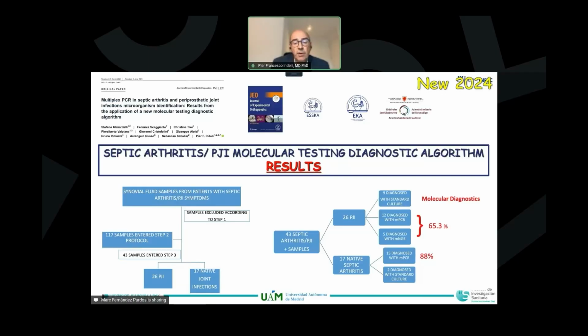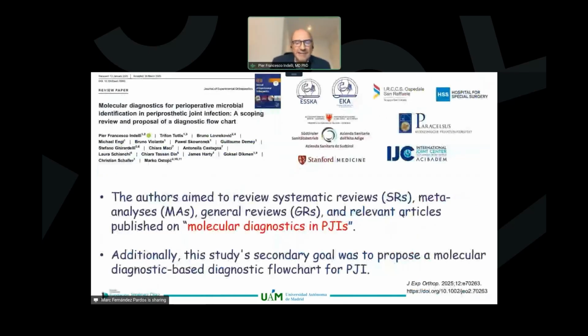This also, if you move to the native septic arthritis cases, you see even more. In 88% of the cases it was the determinant for microorganism identification. So we got very excited about all this data. So we built a multi-institutional study group under the umbrella of ESSKA and ECA, and we performed a scoping review to propose a more detailed diagnostic flow chart.